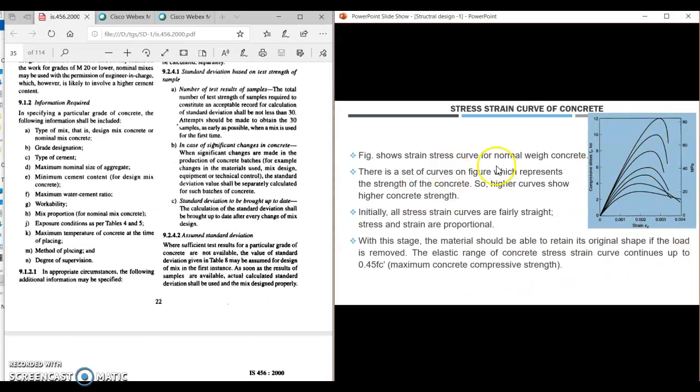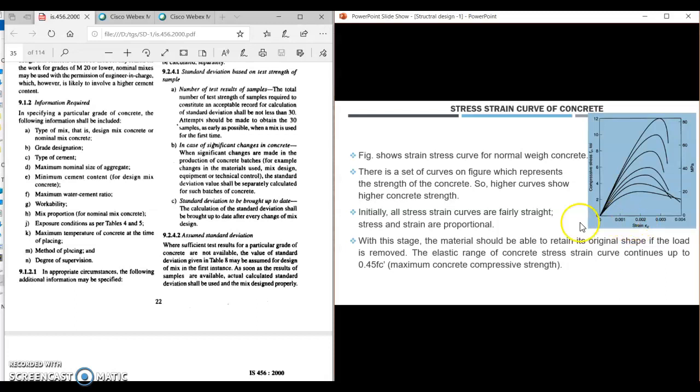Next is the stress strain curve. The figure shows the stress strain curve of the concrete. Initially, it is linear. Linear means it is a straight line. So the stress is proportional to strain up to an elastic limit. That is, it obeys Hooke's law. Within elastic limits, stress is proportional to strain. So it is linear. And after that, it reaches a peak value, and after the elastic limit, the stress strain curve is almost horizontal.